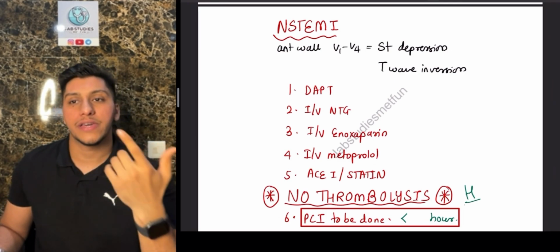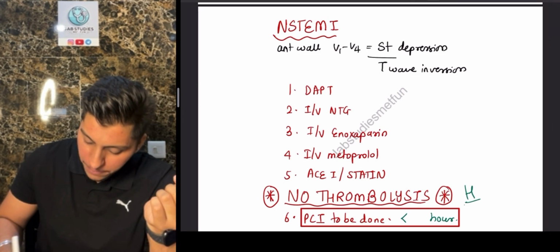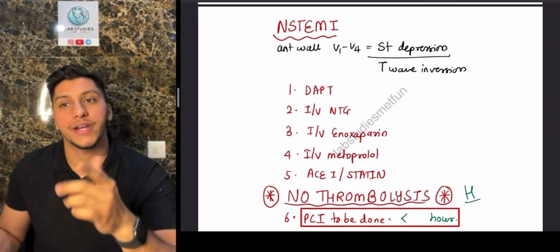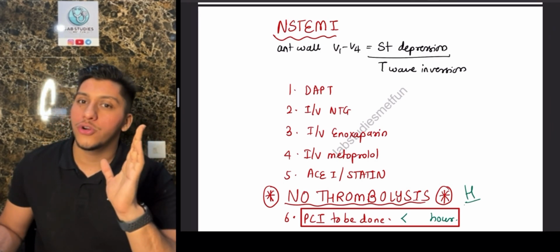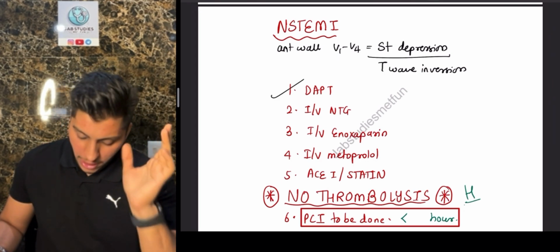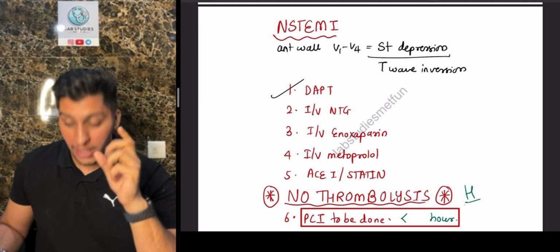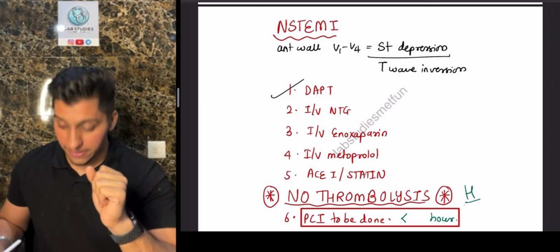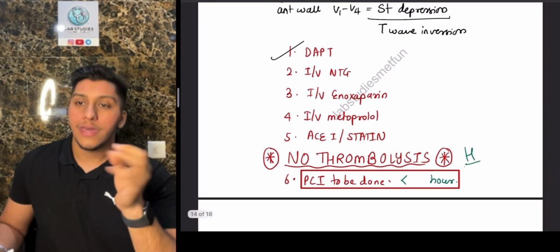Again, NSTEMI, a case with V1 to V4, you will see ST depression. There it was elevation; over here it is T wave inversion. What are you going to give? Dual antiplatelet therapy will be the same: aspirin, ticagrelor. IV nitroglycerin is going to be given this time. IV enoxaparin is going to be given this time. IV metoprolol, ACE inhibitor and statin.